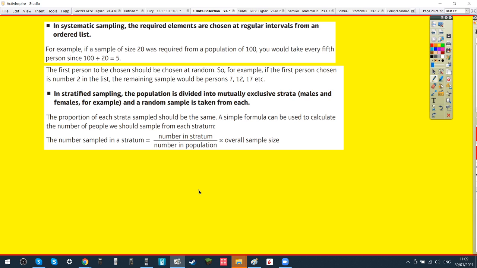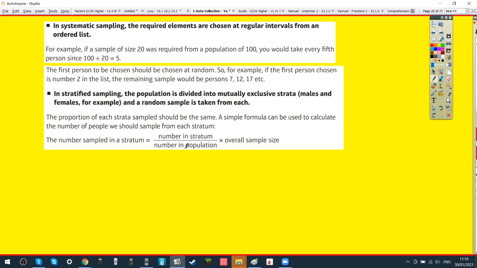In systematic sampling, the required elements are chosen at regular intervals. So systematic means they follow a system. And so only the first person is random. And then the system is every 20th person or every 5th person. So 4 to 5, 4 to 5. And only the first person is random.